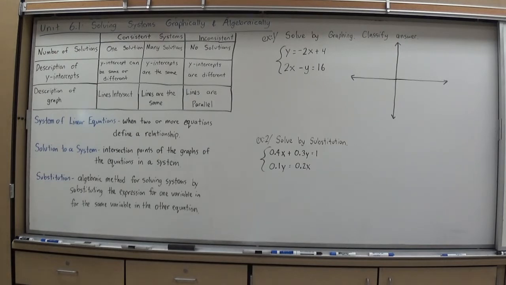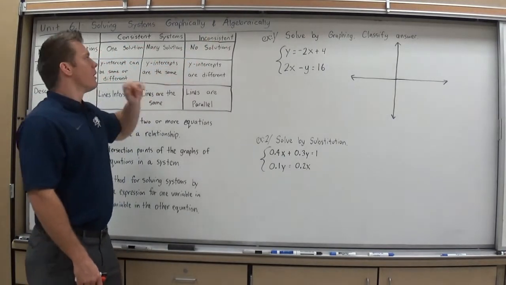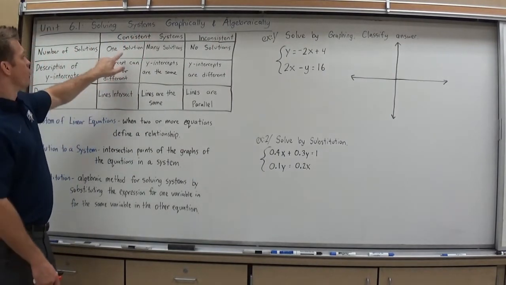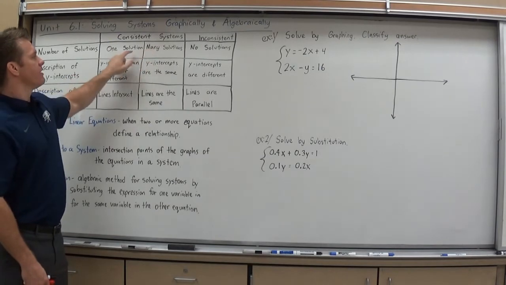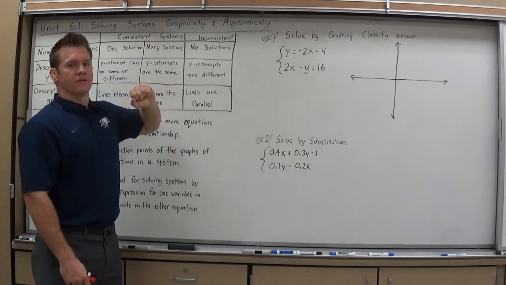In addition to that, we're going to start to define our different types of systems. We have consistent systems and inconsistent systems. A consistent system is any system that actually has a solution, whether it's one solution or many. If it has an answer, it's consistent. If it has no answer, we call it inconsistent.